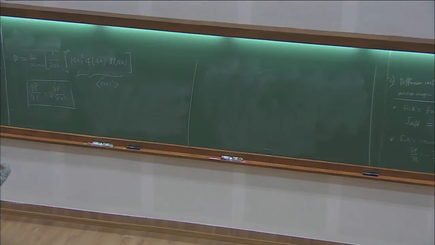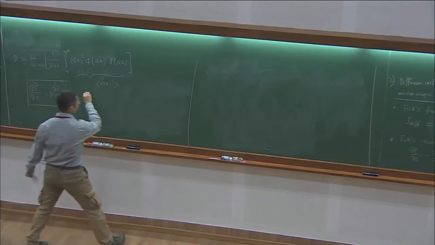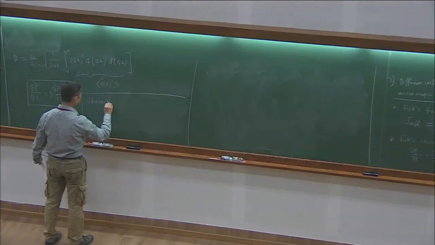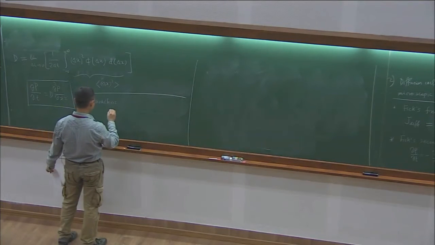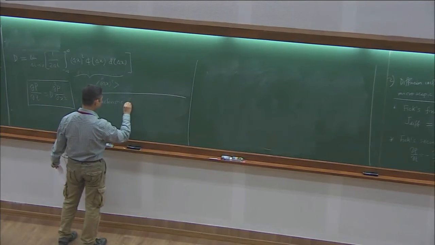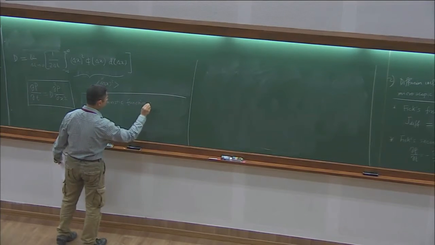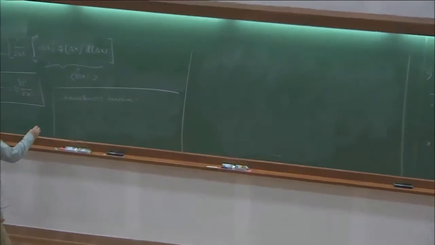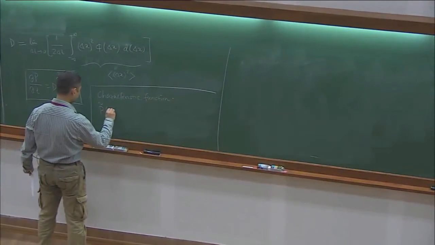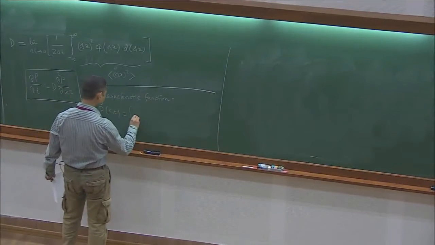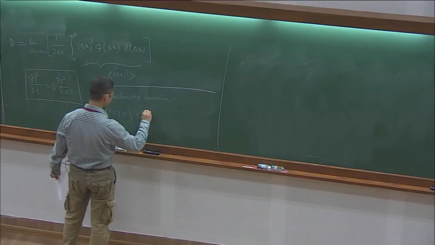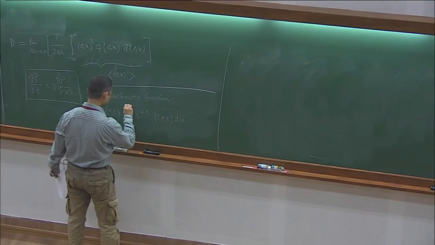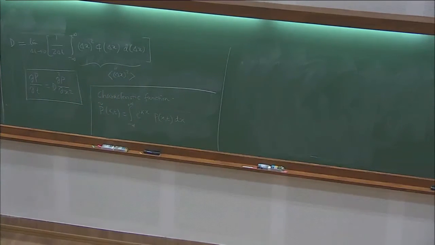There is something called a characteristic function. So what is a characteristic function? Given a probability density, you can also write another function. Let's call it p tilde (k,t), which is equal to the integral of e to the power ikx p(x,t) dx. So it's essentially the Fourier transform of this one.